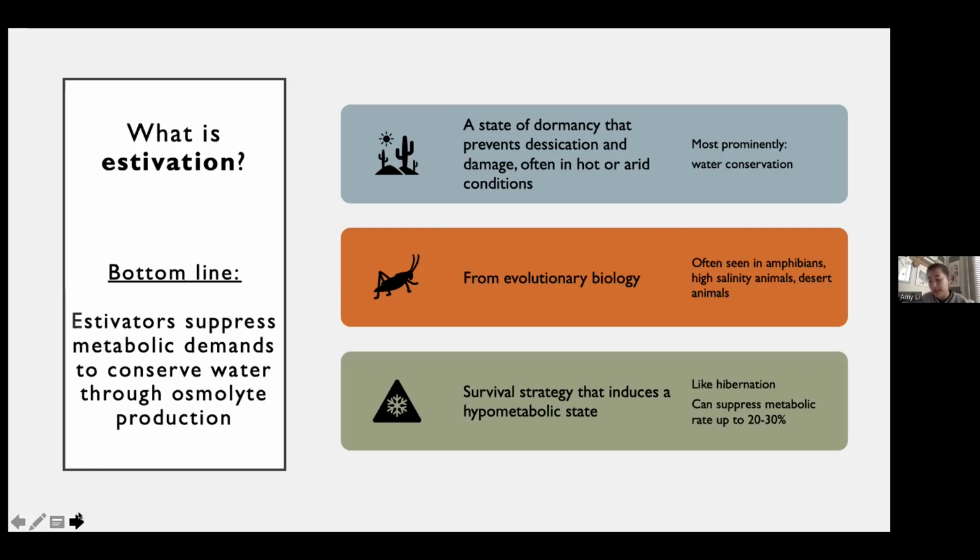And the thought is that the depression of the metabolic state reduces turnover of macromolecules, which ultimately extends the functional lifespan and promotes antioxidant defenses. But the bottom line is that estivators, so animals that can do estivation, conserve water through osmolyte production. We're going to talk about how that happens. Next slide. Thank you, Ruth.